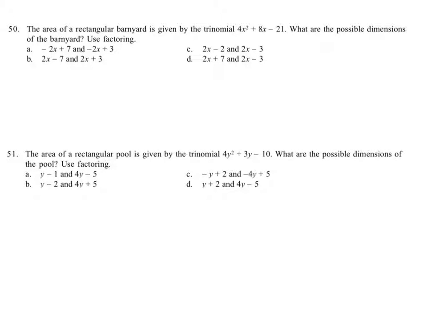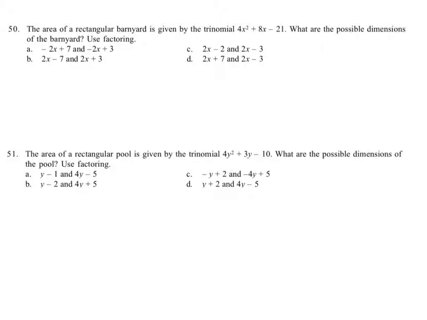All right, these are just a couple of word problems like the problems that we have been doing. The area of a rectangular barnyard is given by the trinomial 4x squared plus 8x minus 21, and they're asking for the possible dimensions. We know that for rectangles you get length times width. So what they are saying is: what two things multiply together to get 4x squared plus 8x minus 21?